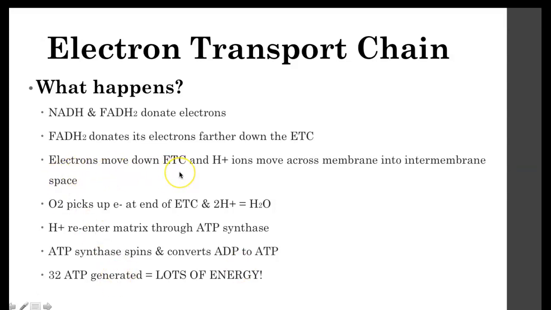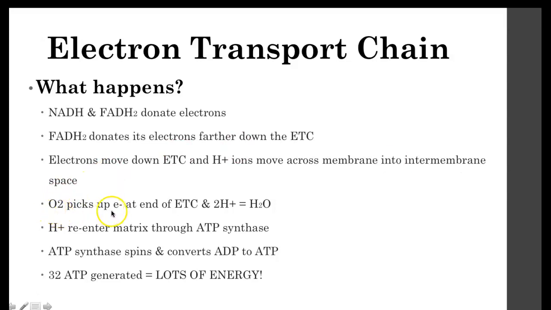Electrons are going to move down the electron transport chain just like in photosynthesis, and as those electrons move down the electron transport chain, hydrogens are going to move across the membrane into the inner membrane space. And that's so important because we want a high concentration of hydrogen ions in the inner membrane space so that they can move through ATP synthase to make ATP.